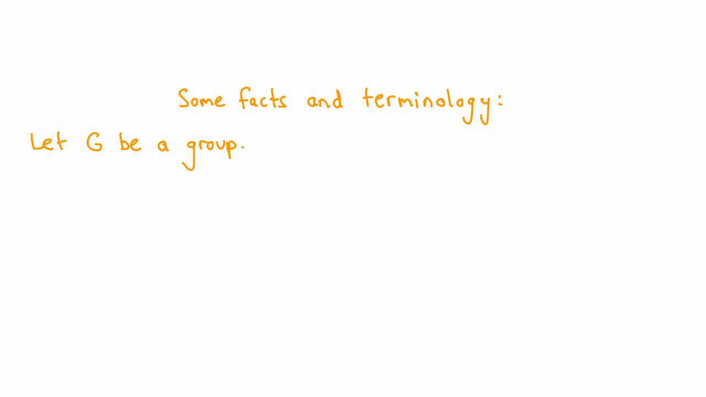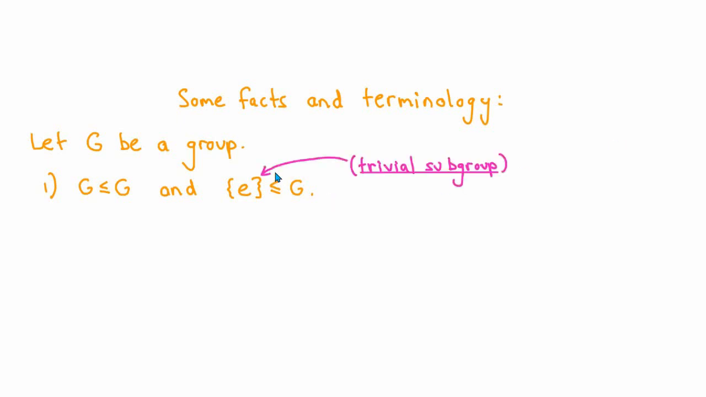Now I want to talk about some important facts and terminology. Let's suppose that G is a group. One fact which you may have already noticed is that G is always a subgroup of itself, and the set consisting just of the identity element of G is also a subgroup of G. So every group is guaranteed to have a subgroup, and the subgroup consisting of just the identity element is called the trivial subgroup of a group.